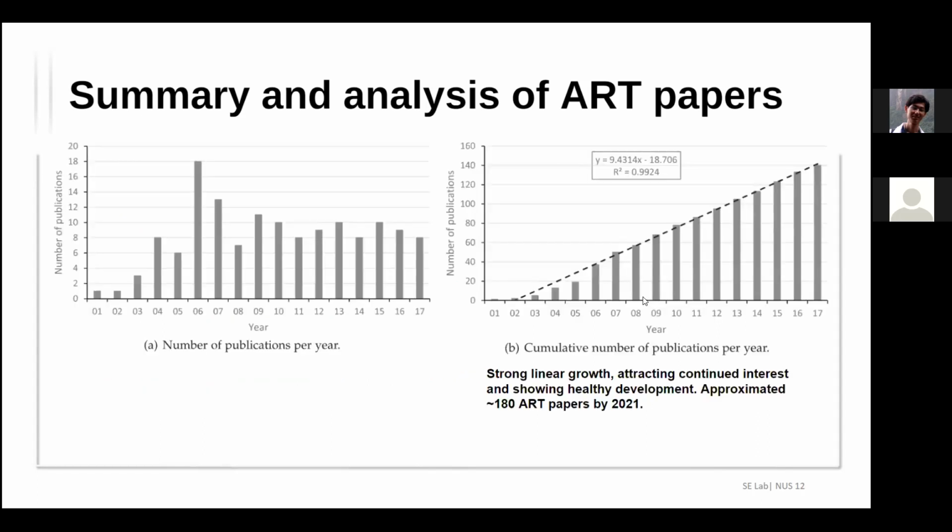And of these 140 papers, they ran some analysis. The first is the number of publications per year. They noted a spike in 2006. I'm not quite sure why. They also didn't mention any particular reason for this, I think. But they mentioned overall that they see a strong linear growth. And this is good news because it means that the field is growing and improving, and they expect to see about 180 papers by 2021.